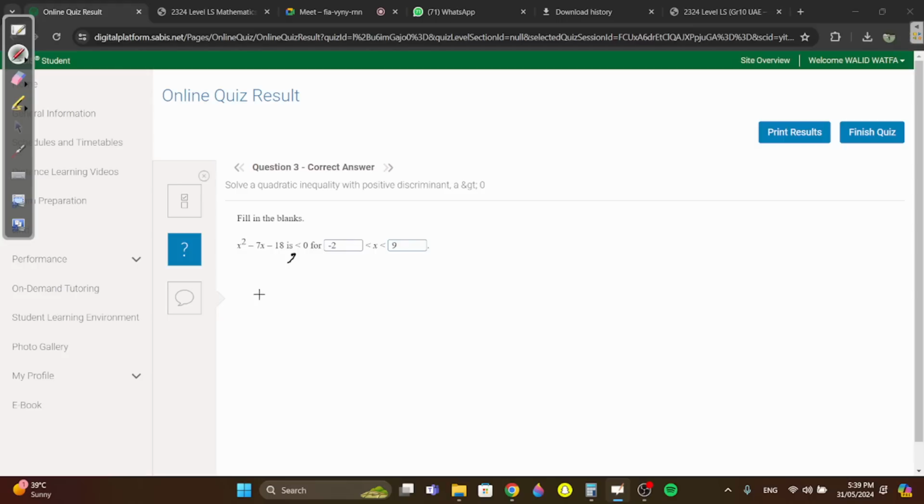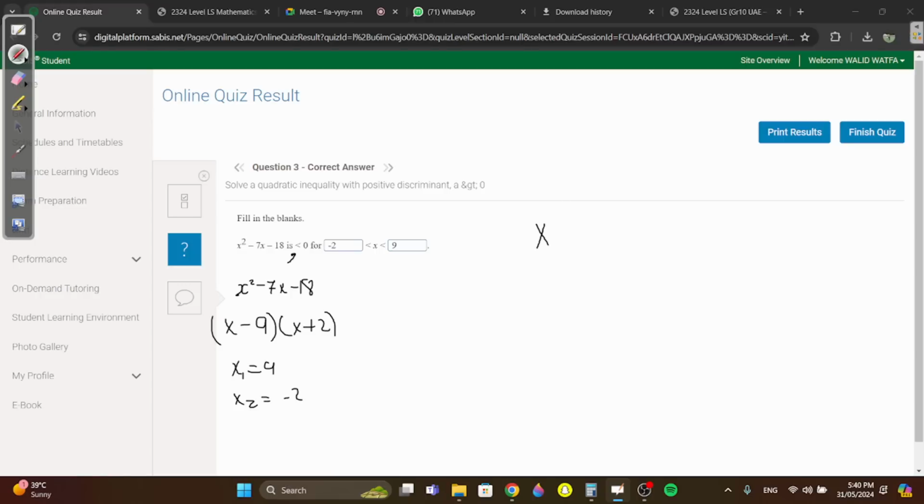Okay, what's our first step? Always factor, right? x squared minus 7x minus 18. If you want to show your work in the written, factor it out. It's going to be (x minus 9)(x plus 2). So my two solutions are x1 equals 9, x2 equals minus 2.